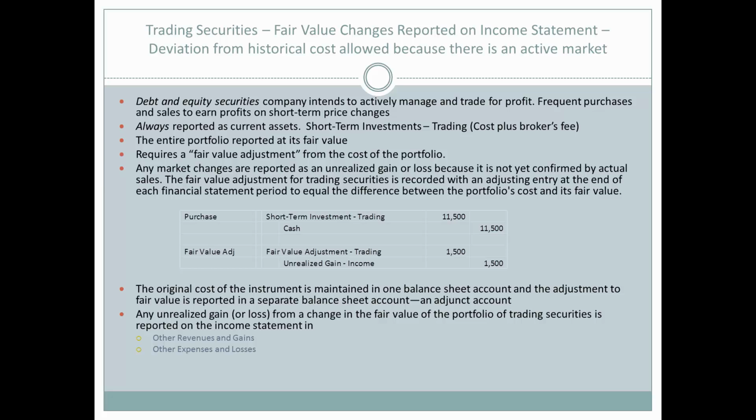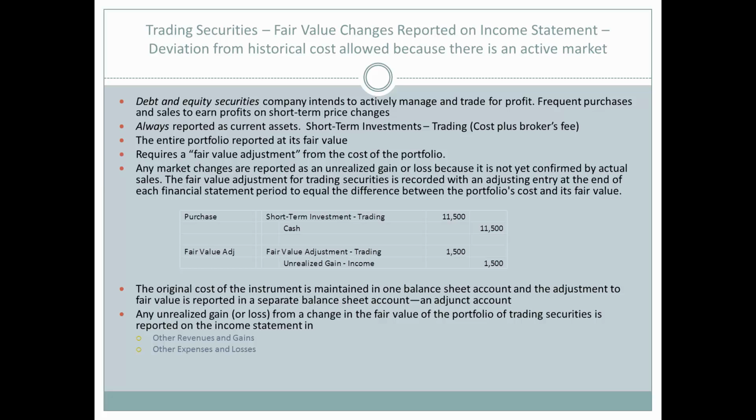Any market changes are reported as an unrealized gain or loss because it has not yet been confirmed by an actual sale. The fair value adjustment for trading securities is recorded with an adjusting entry at the end of each financial statement period. So you're doing this only when you're preparing financial statements. You're not doing it daily as prices change. So you're preparing these adjusting journal entries when you're preparing financial statements. And it's equal to the difference between the portfolio's cost, so the entire portfolio of equity or debt that you have, and its fair value.